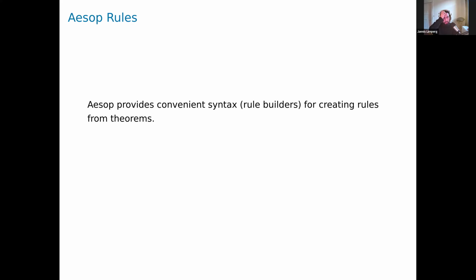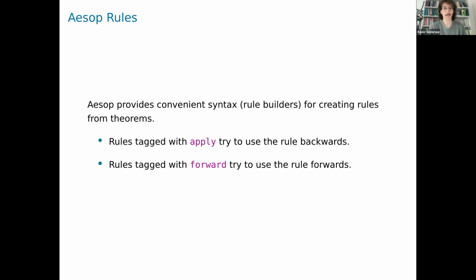Now I said that Aesop rules are arbitrary tactics that you put in a rule set. But what do these look like in practice? In practice, they look like applications of theorems, and Aesop provides convenient syntax, what we call rule builders, for creating rules from theorems. And this is where forward and backward reasoning ties in. In the rule builder, you have to specify how you want Aesop to use the theorem. Do you want it to use it as an apply rule so that it uses it backwards, or as a forward rule if you want to use it forward?